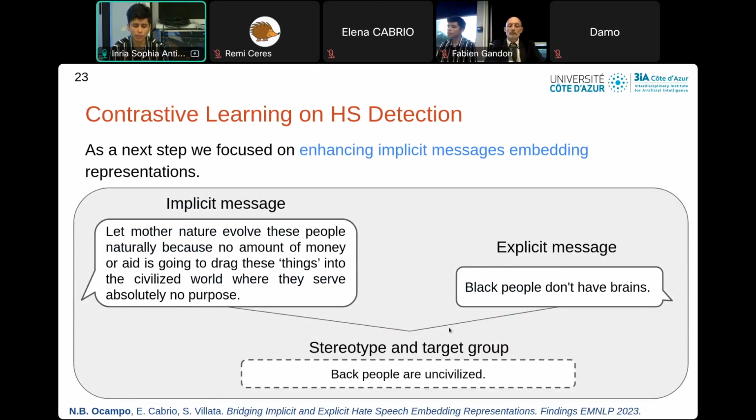One strategy that we considered, the hypothesis, was this: imagine that you have an implicit message, and it somehow has a stereotype or an implied meaning. If we read this implicit message, the implied meaning or the stereotype is this one, that Black people are uncivilized. Then there are a lot of explicit messages, normally in corpora, that use exactly the same stereotype. So what happens if we put together, in representation space, all those implicit messages that have the same stereotype with those explicit messages that have the same implied meaning and the same target group, of course? If we can do that, we might improve the classification results. So this was the hypothesis that we wanted to test.